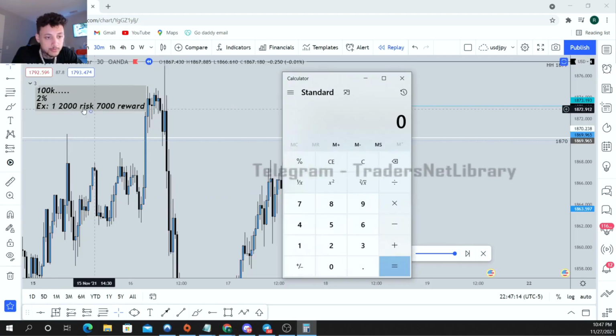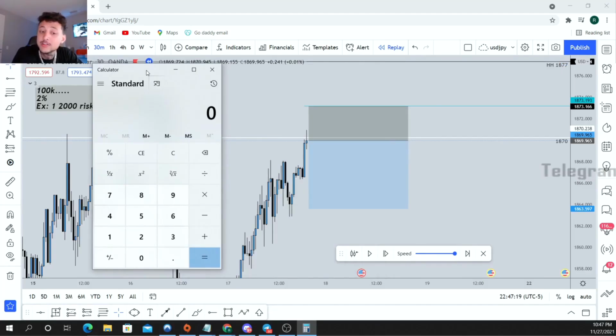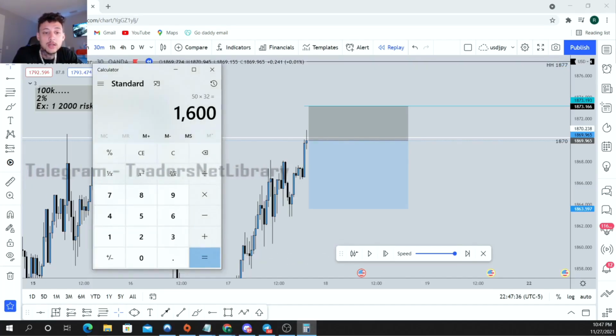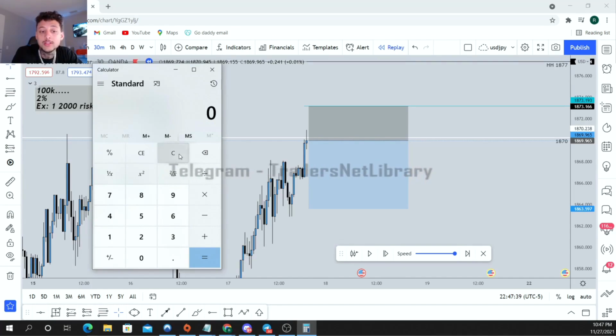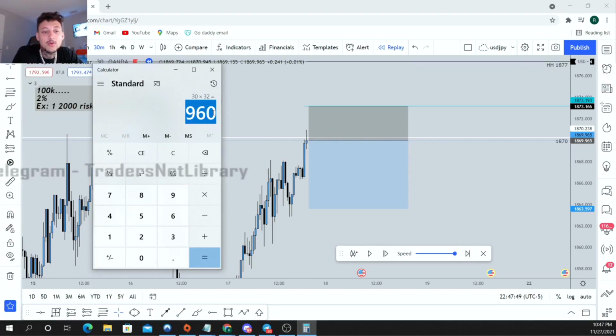Now remember, we're risking 2% of 100K, which is $2,000. So we're trying to risk $1,000 on this first position, right? If we enter a 5 lot, which is $50 gain per pip, and we multiply that by 32, that's going to give us a $1,600 loss, which we know is too big. So let's scale it down a little bit. What if we entered a 3 lot, which is $30 per pip, and we multiply that by 32?